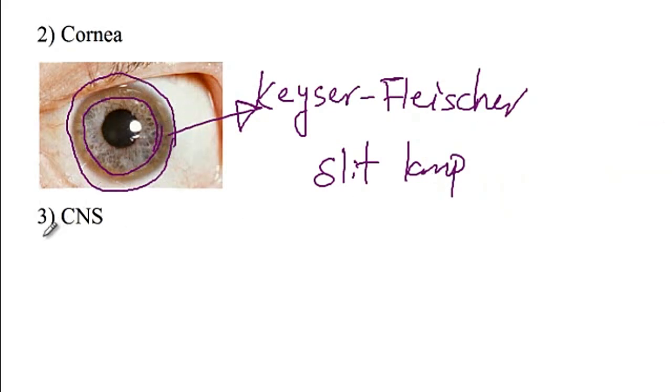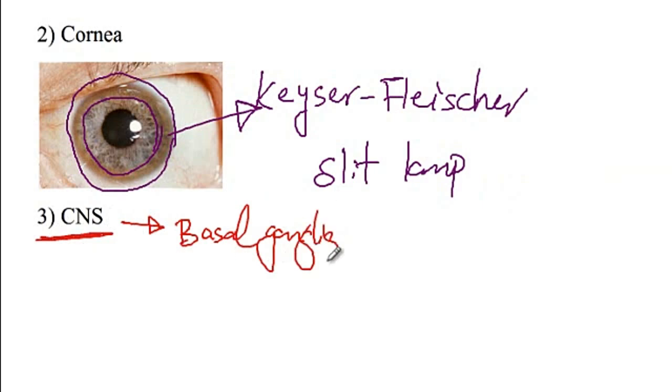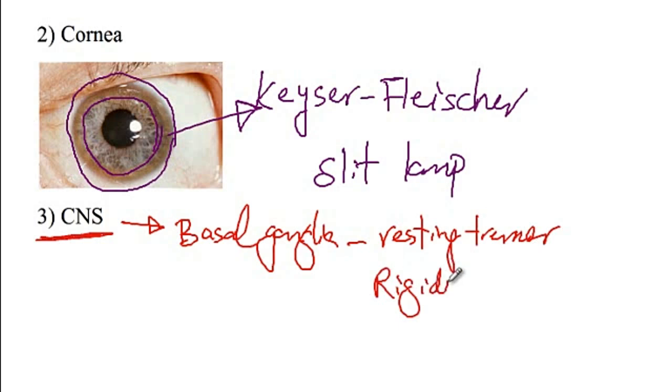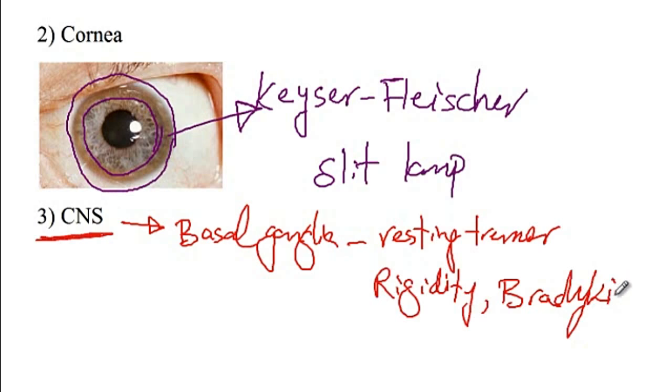Other manifestations include the CNS symptoms due to the deposition of copper into the CNS. So these patients, due to the deposition of the copper inside the basal ganglia, can present with Parkinson's symptoms. Like for instance, these patients can have resting tremor, rigidity, as well as bradykinesia.